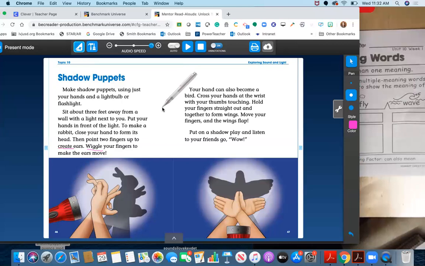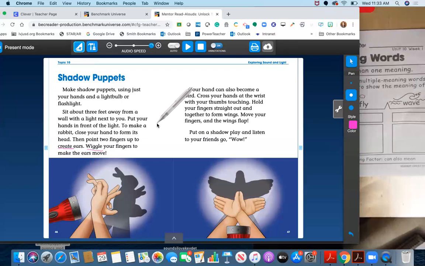Maybe it means move. Let's try that. Move your fingers to make the ears move. Does that make sense? It does. Move and wiggle have similar meanings. So don't forget, readers, that you should do this all the time when you read, not just today. When you find a word that you don't understand, use your context clues to figure it out.